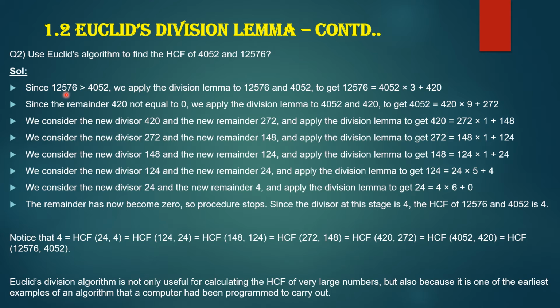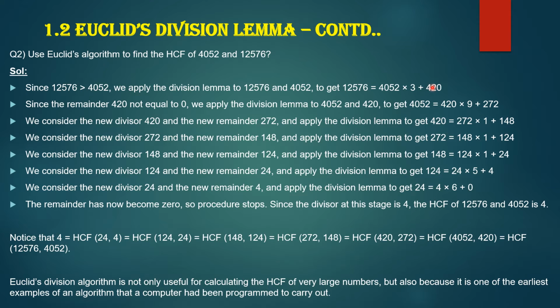Okay, solution. In the solution, if you can see, out of the two positive integers, this one is the greatest. So we will apply the lemma to 12576 and 4052. How can you write it? 12576, you can write it like this. So the remainder became 420. So we are having some remainder with us. You remember, students, we have to keep on applying the lemma until the remainder becomes 0. So here this is not 0, so we will apply the division lemma again on d and r.